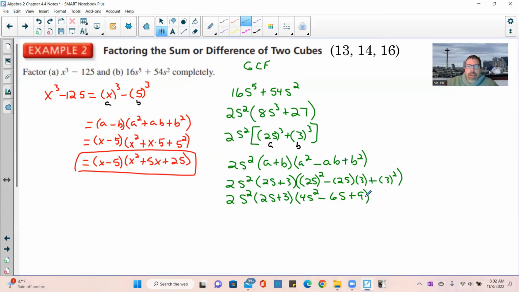So there is factoring 2 cubes completely. Okay, so now you should be able to do problem numbers 13, 14, and 16 in your exercise.